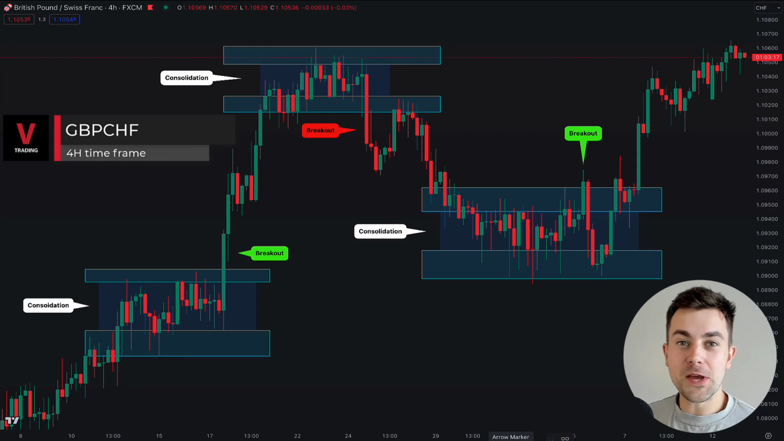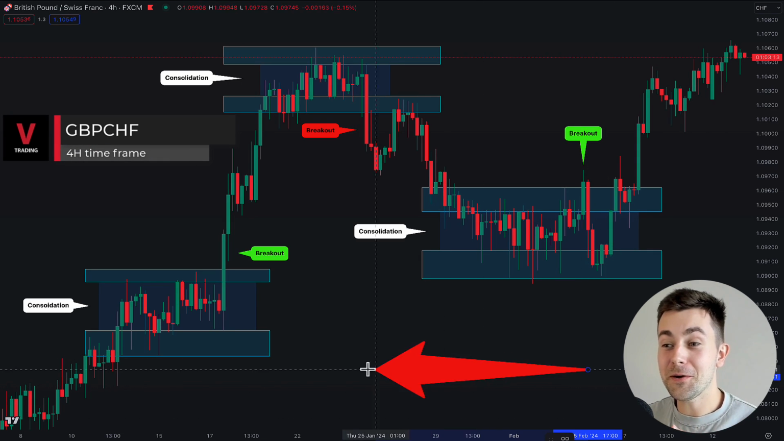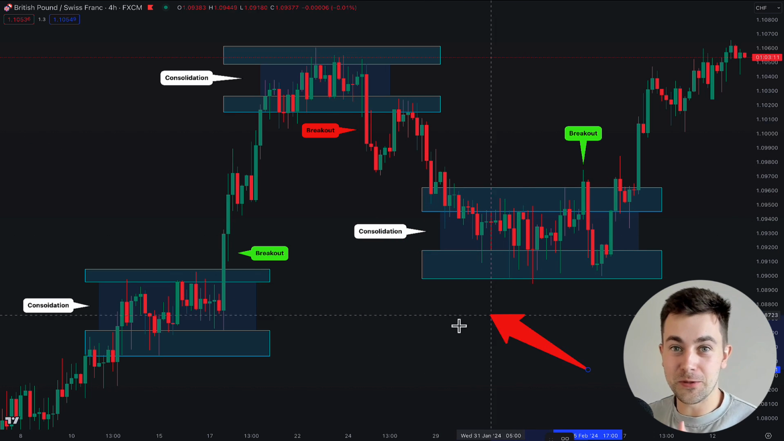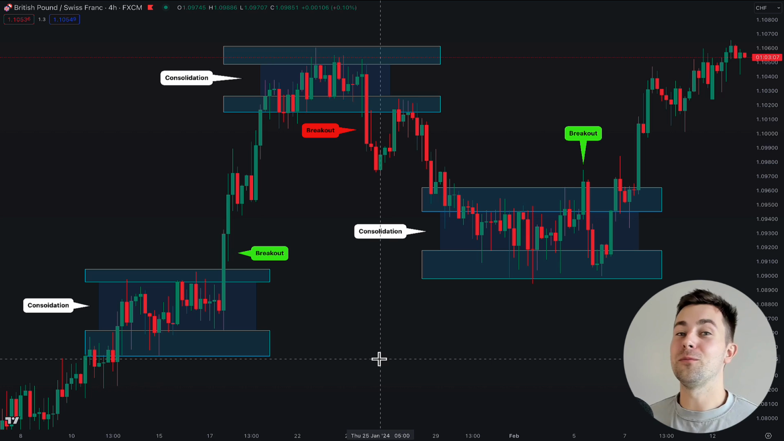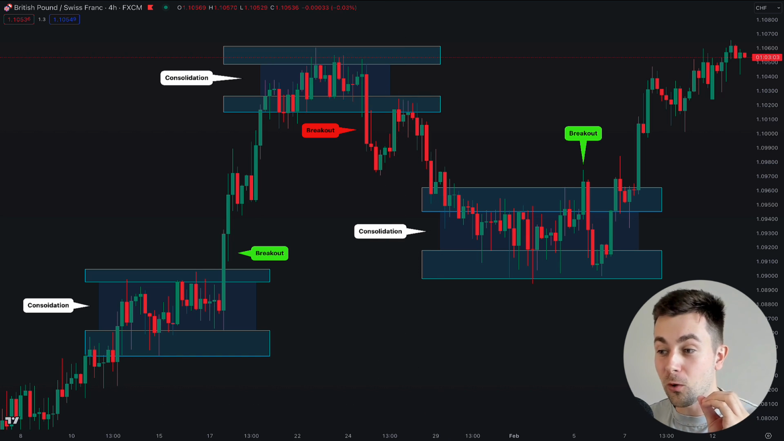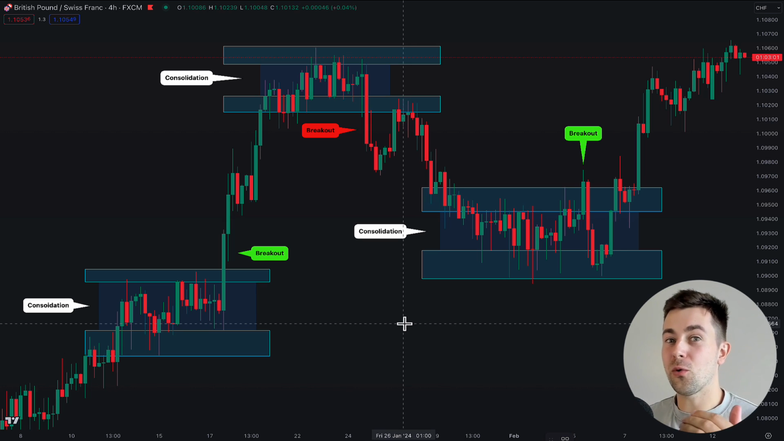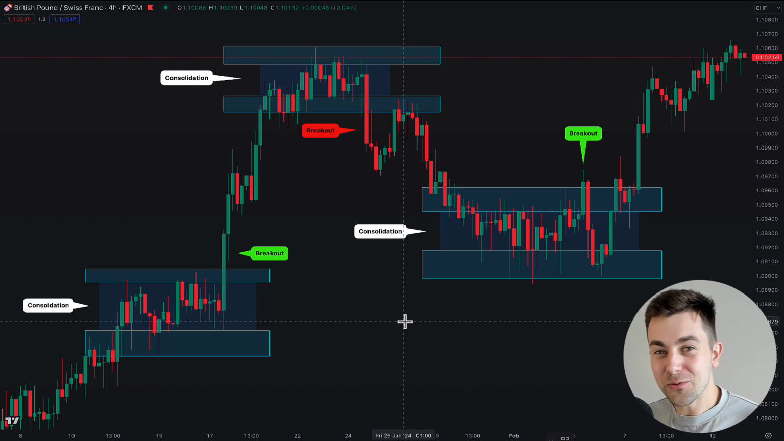Have a look at the price action on a pound Swiss pair on a 4-hour time frame. You can see that here the market formed a lot of ranges. Many times the market started to consolidate. Many times the market started to coil. And each time the breakout of the boundary of the range quite accurately indicated the future direction of the market.